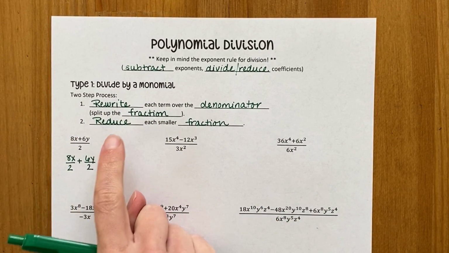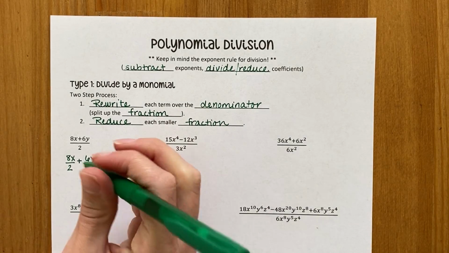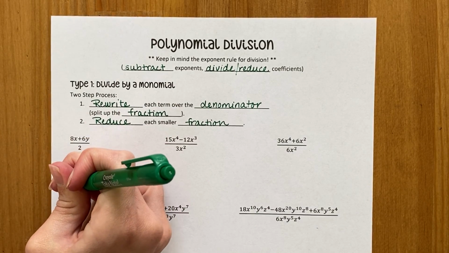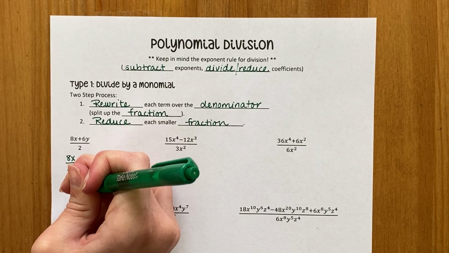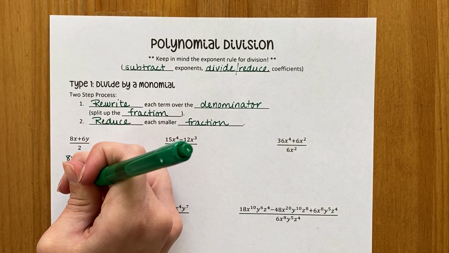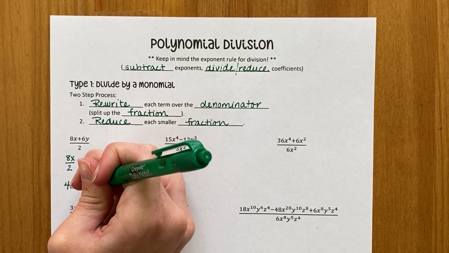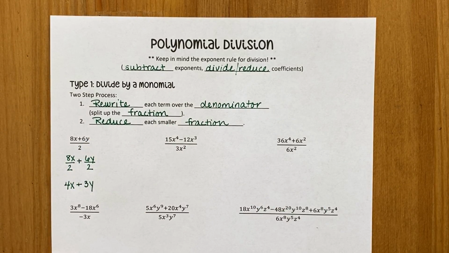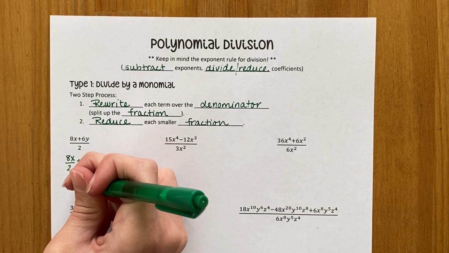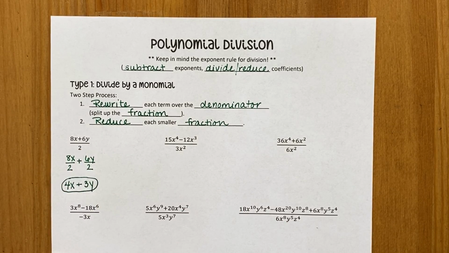So I'm not quite finished. My next step is to reduce each smaller fraction. Now there isn't a whole lot to do here. I'm going to do 8 divided by 2, which is going to give me 4. That x doesn't have anything to reduce with, so it just drops down. I'm going to keep the same sign. 6 divided by 2 is 3. And again, that y doesn't have anything to go with, so it just comes down as well. Now, you can check for like terms, but typically you won't have any at this point. So that makes 4x plus 3y my final answer.